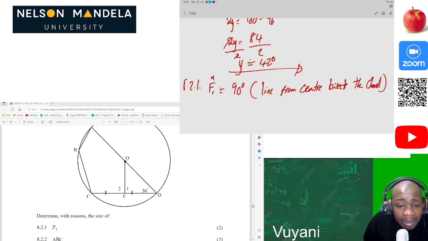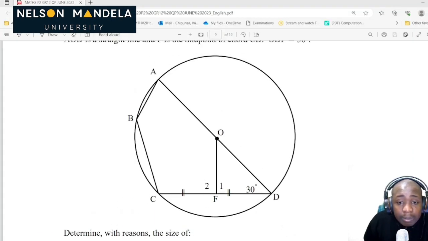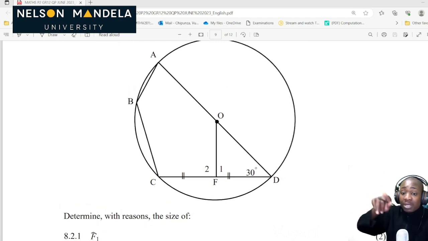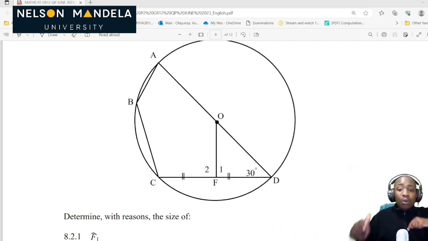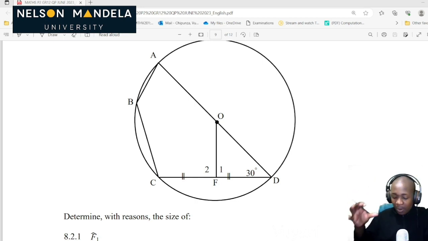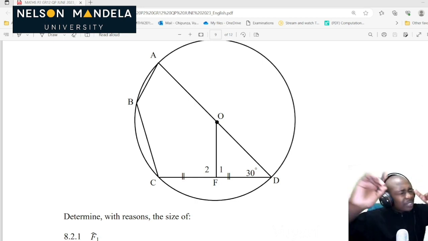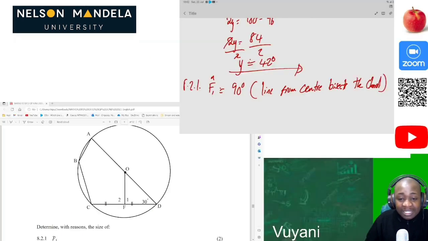Now they want us to determine angle ABC. Where is ABC? They want that angle B. B is easy to find because I have highlighted that ADCB is a cyclic quad. So if we say angle B plus angle D is equal to 180 degrees, the reason is opposite angles of a cyclic quad. Euclidean geometry is so nice. Euclidean geometry is super nice.